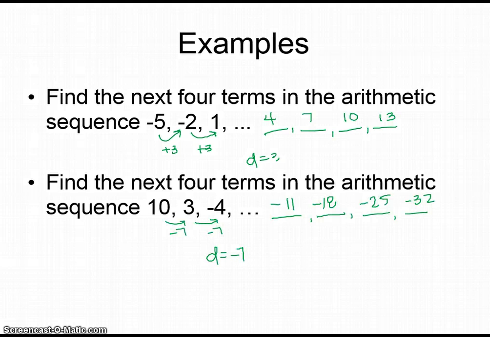First one, your common difference was 3, so I continued to add 3. The second one, your common difference was negative 7, so I continued to subtract 7 each time.